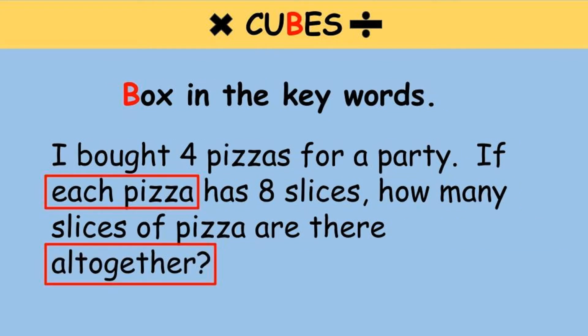B stands for box the keywords. In this case, I drew a rectangle around the keyword each pizza. Unfortunately, the keyword each isn't enough because you see the word in both multiplication and division story problems. The second keyword altogether tells me that I want a larger number, so I have to multiply. Altogether can also be found in addition problems, but since we see altogether and each in the same story problem, we're going to try to multiply first.